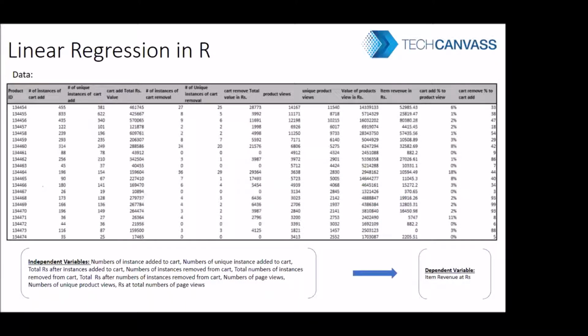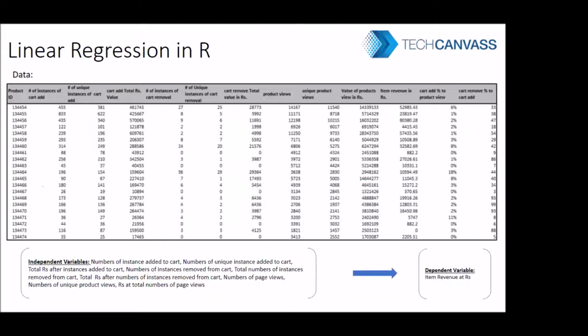All right. With this, we come to our first case study. As I said before, we'll be covering one regression case study and one clustering case study. The first one is the regression, where we are trying to predict the revenue, the item revenue, after looking at the other variables.